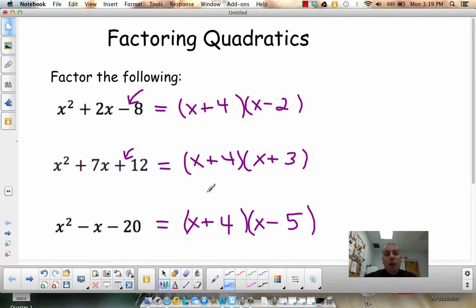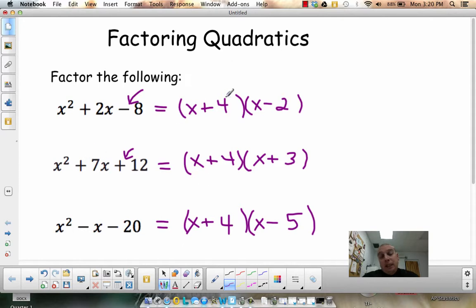Okay? So again, you can go through and you can check all of these. Remember that this sign is going to tell you whether or not they're going to be different or the same sign. So if I see a negative here, it means my signs are going to be different. If I have a positive sign here, that means my signs are going to be the same and they're going to be positive based on this example.